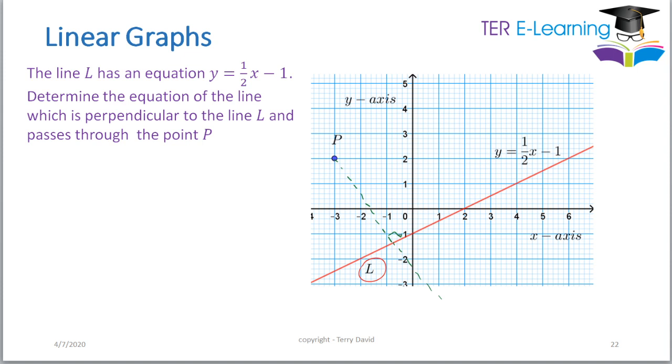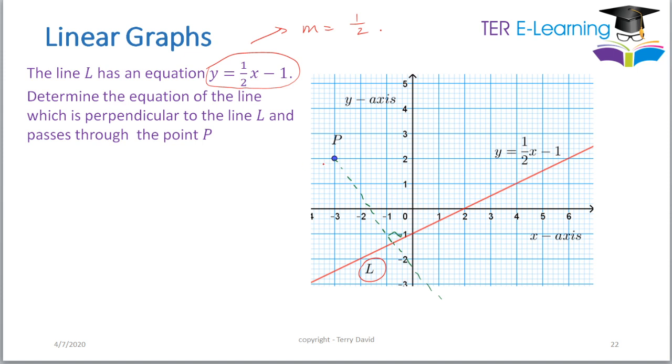All right. So first things first, we know the equation of the line L, right? So the equation of the line L is this: y equals a half x minus 1. So therefore, from this, I can tell that the gradient of this line is equal to a half, right? So you know the gradient of this.